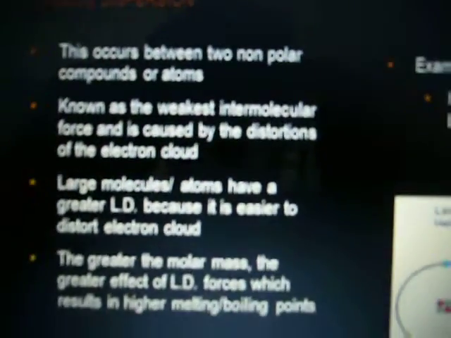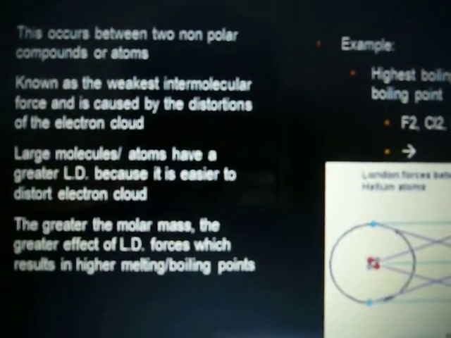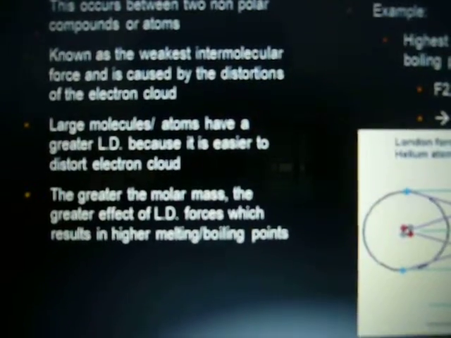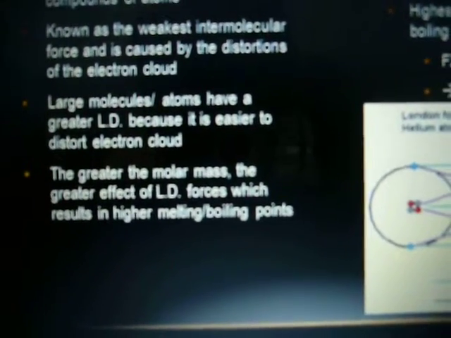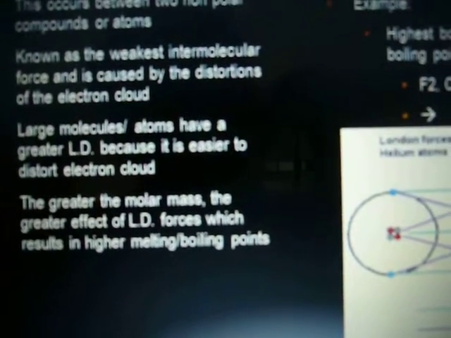Finally, our last subject is London dispersion. Now this occurs between two nonpolar compounds or atoms. It is also known as the weakest of all intermolecular forces and is caused by distortions of the electron cloud.